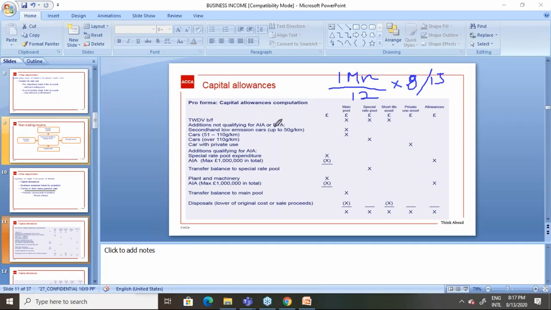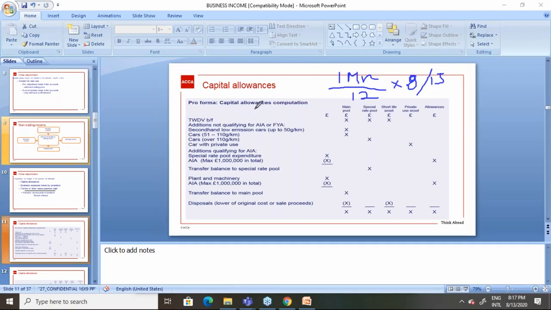Now that is available on energy saving plant and machinery. If you have invested in new energy saving plant and machinery, you can claim first year allowance. 100% of the cost you can claim as first year allowance.